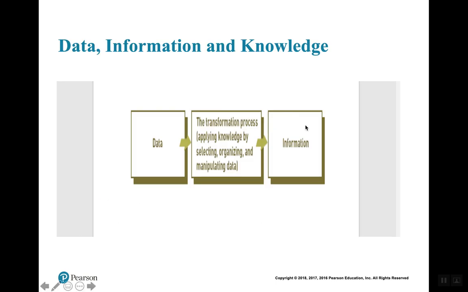So as we talk about what an information system does, it takes data and turns it into information with this transformation process. And what is the transformation process? Well, it depends on what the data is, and it depends on the context of what you're trying to do, what the application is designed to do.